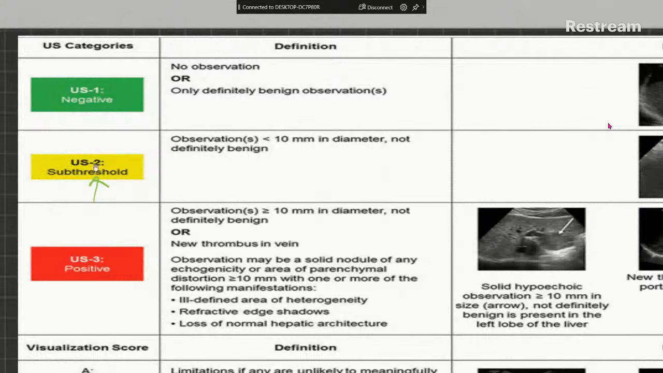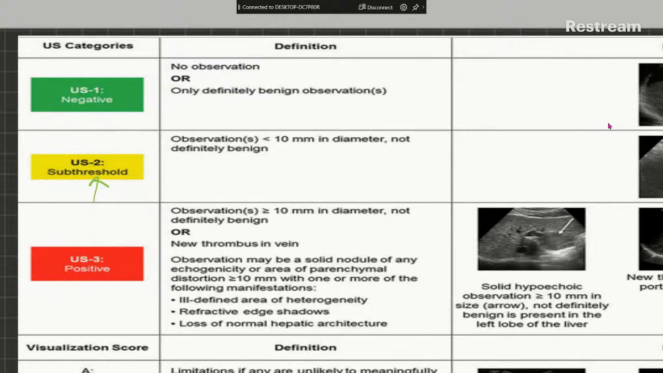Second, ultrasound US2. US2, in simple terms, is suspicious but not that much. That's why I put it at US2 and I will follow it up with a 3 to 6 month MR. That means even if required, I do not need any cross-sectional imaging like CT or MR.